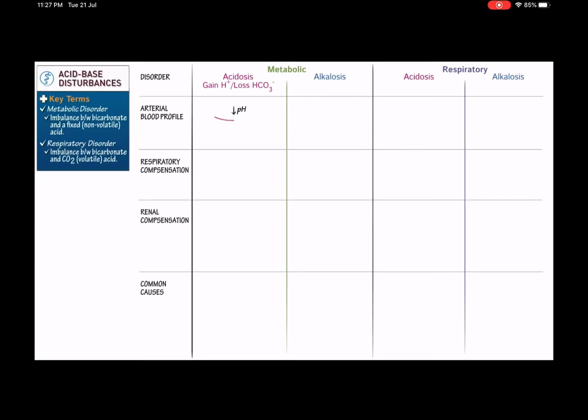Consequently, the arterial blood profile shows reduced bicarbonate concentration and elevated hydrogen ion concentration. In response to a drop in pH, the respiratory system compensates with hyperventilation. Excess carbon dioxide is blown off, which lowers the partial pressure of carbon dioxide in the blood. Indicate that the arterial blood profile reflects this.